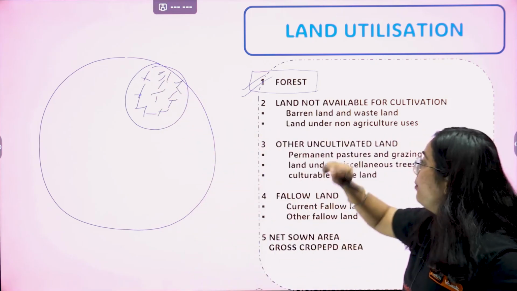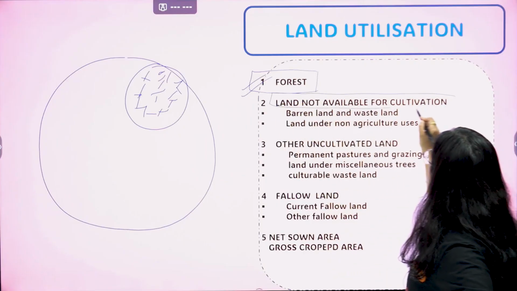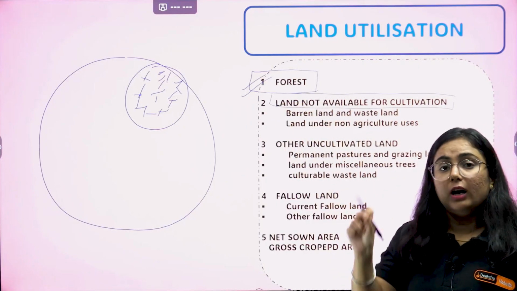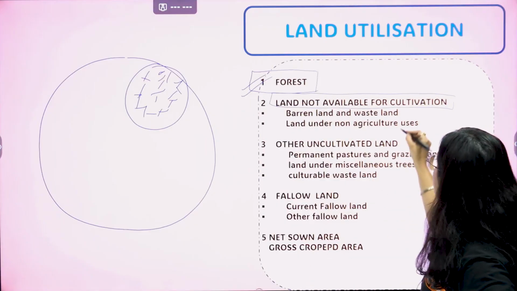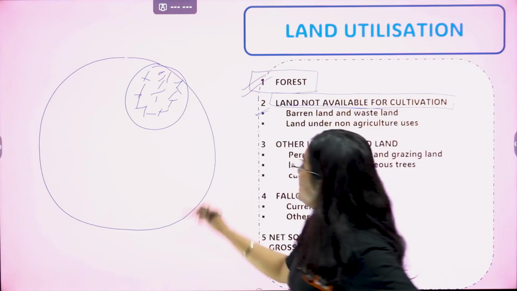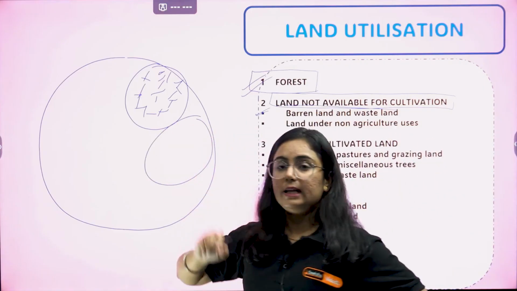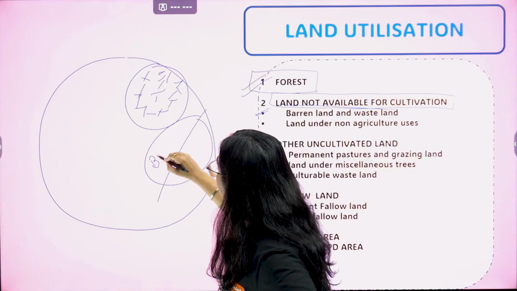Moving further, land not available for cultivation. The key word here is available for cultivation, because it is either barren land or waste land. Consider this is the land not under cultivation. Among this, there is land that is barren land.